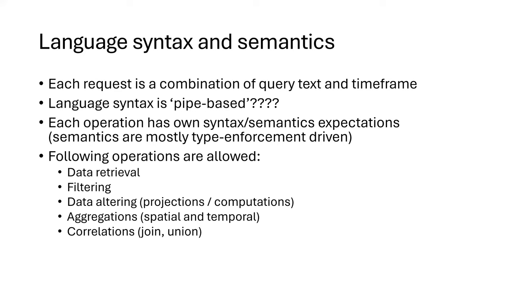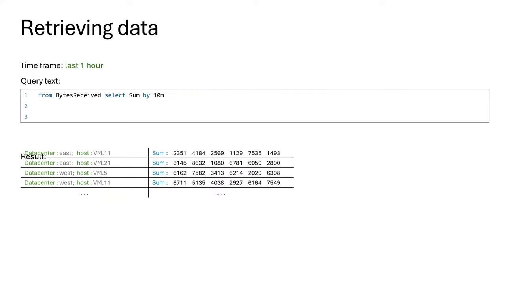And the semantics, the list of time series operations, is pretty limited. It's retrieval, filtering, data altering, projections, computations, aggregations, and correlations. I'll quickly go over them one by one.